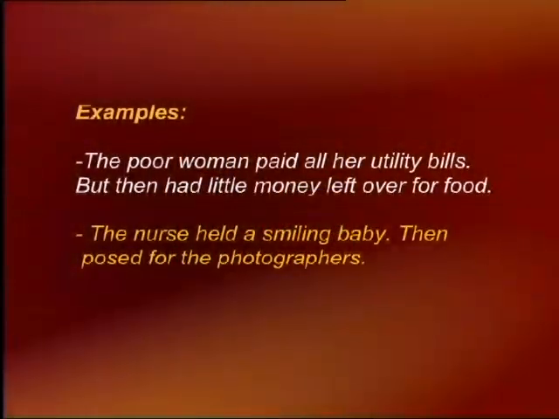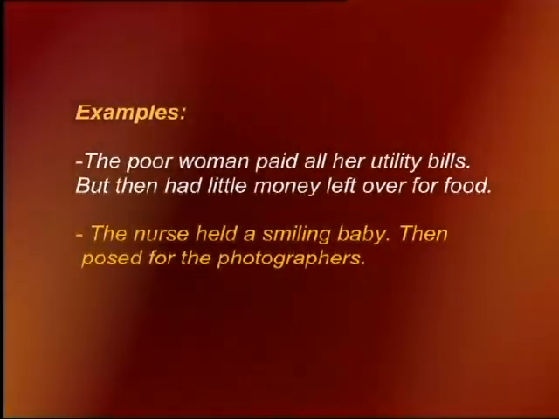Now, to correct a missing subject fragment, you again follow the same two methods that you used for the correction of the earlier types of fragments. That is, you connect the missing subject fragment to the sentence that comes before it, and then add a joining word if needed for a smooth connection. The nurse held a smiling baby. You can use a joining word and then pose for the photographers. Or you can create a new sentence by adding a subject to the fragment.